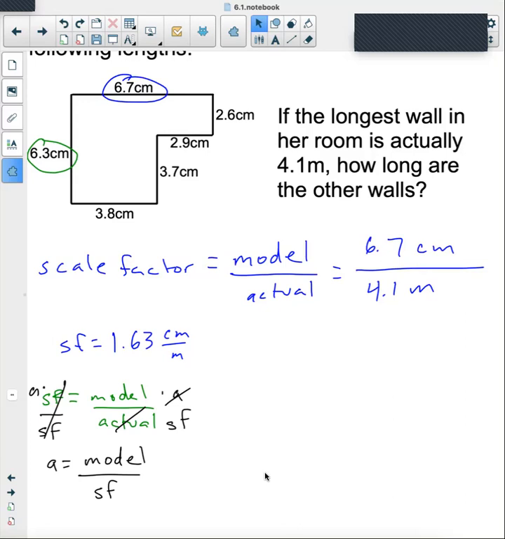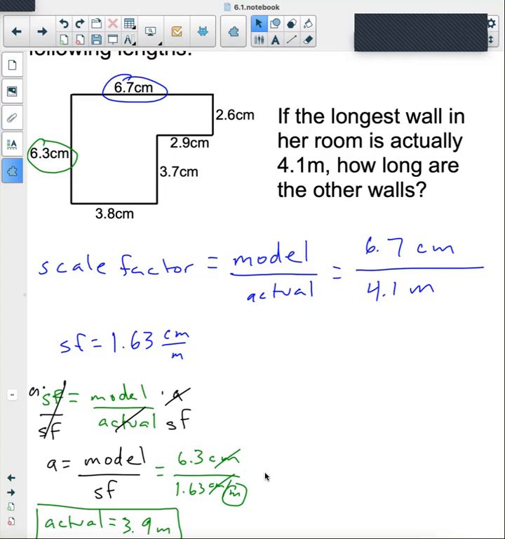So for the 6.3 centimeter side, that is my measurement. So 6.3 centimeters divided by my scale factor, which I'm not going to round, 1.63 centimeters per meter. Centimeters units cancel, and then we're just going to be left with meters, which is really good. So the actual measurement here, if we round that to the nearest tenth, is 3.9 meters for the 6.3 centimeter side. So we've just calculated that 6.3 centimeter side.